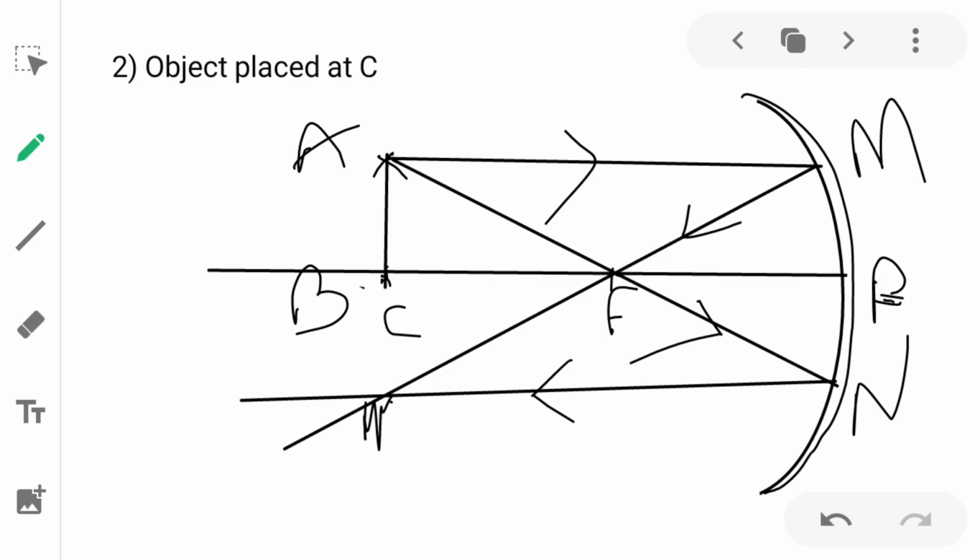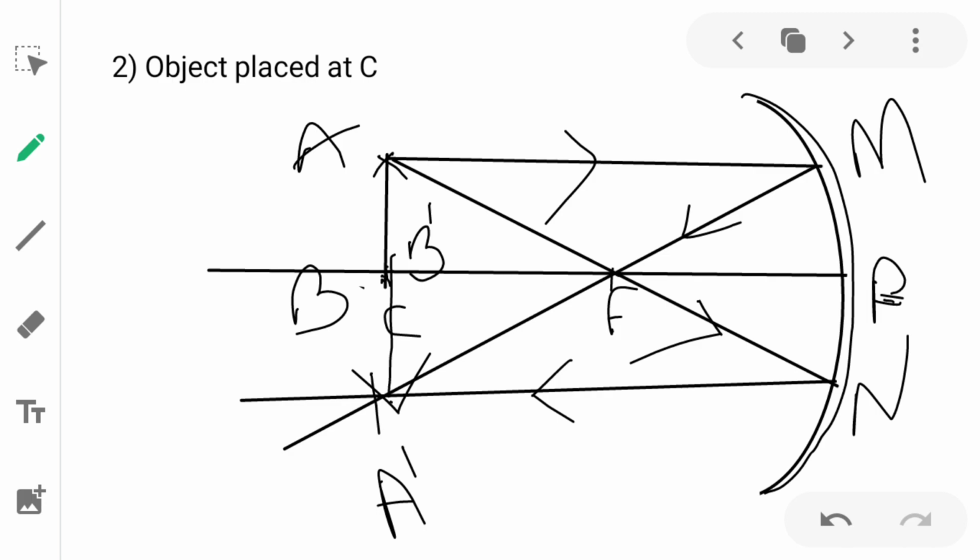So here is the point where they are meeting. Here the two reflected rays meet, which gives you the image A dash of the point A. So you can draw the image A dash B dash. Now we shall describe the nature of the image. Again, the image is formed below the principal axis. You can say the image is inverted as it is formed in front of the mirror.